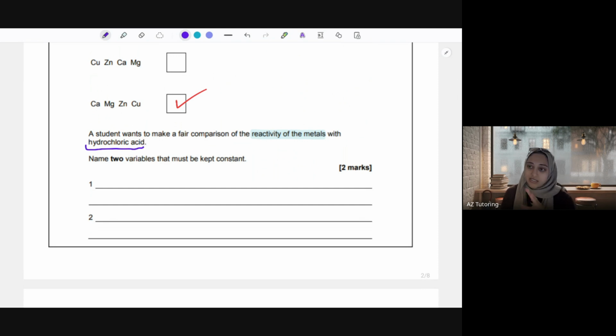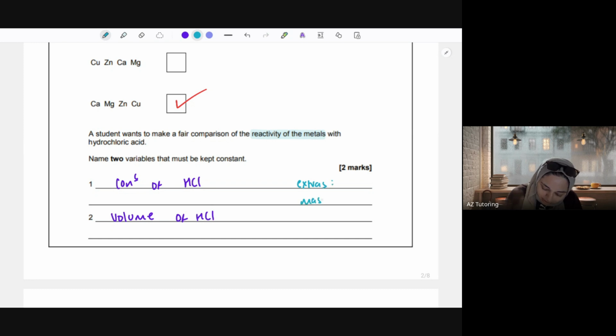Well, we want the hydrochloric acid to be the same concentration. So you could say concentration of hydrochloric acid, because the higher the concentration, the stronger the acid, and it's going to affect your results. You want to keep the concentration of hydrochloric acid the same. You could say the volume of hydrochloric acid as well. You don't want that to be a factor, so you want to keep the volume constant as well. You could say the temperature of the acid, and you could also say the mass of the metal as well. I'll just put some extras here. So mass of metal or temperature of acid.